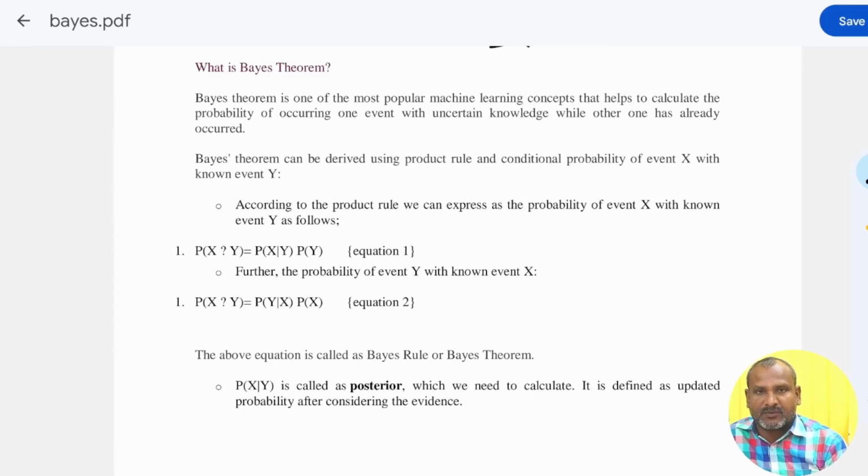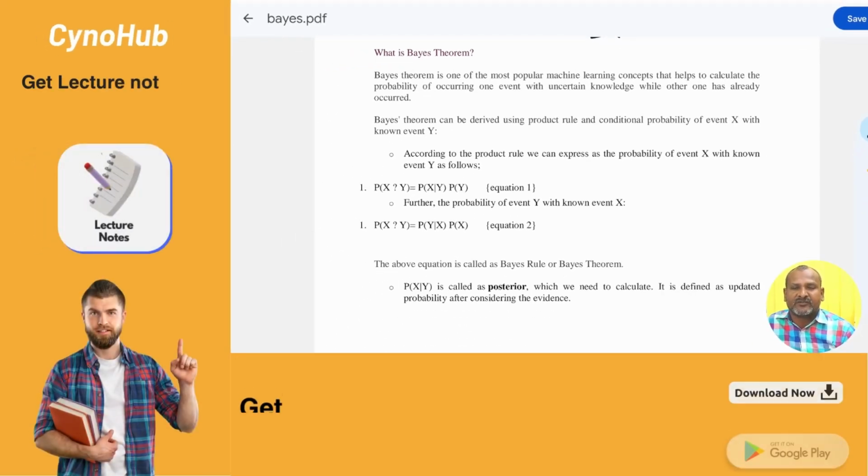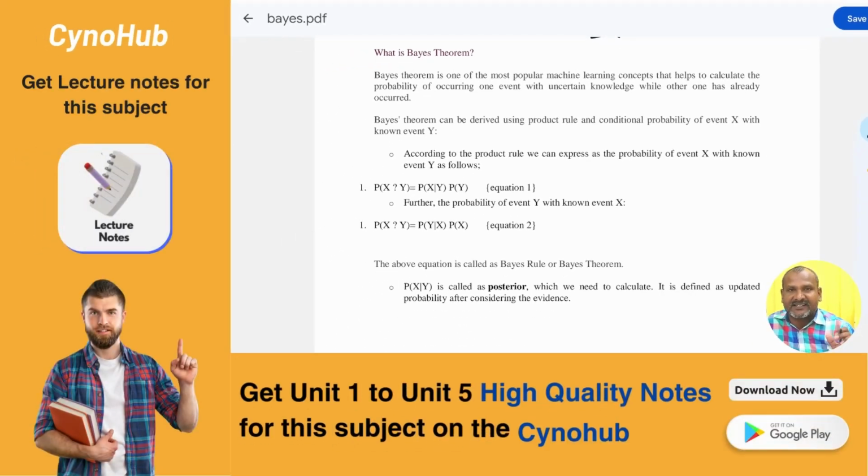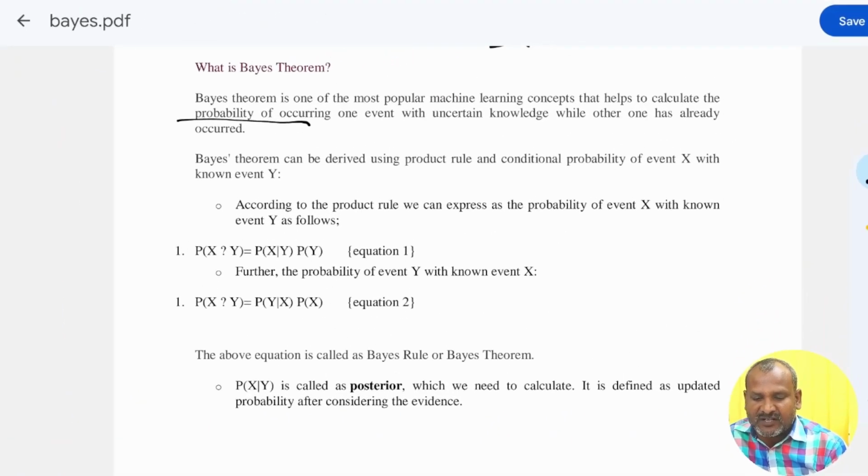Okay, so now we will see exactly what Bayes theorem is. Up to now we discussed the background: who the inventor is, where we are using it, and how it works. Now we will take up exactly what is meant by Bayes theorem. See here, Bayes theorem is one of the most popular machine learning concepts that helps to calculate the probability of occurrence of one event with uncertain knowledge while the other one has already occurred.